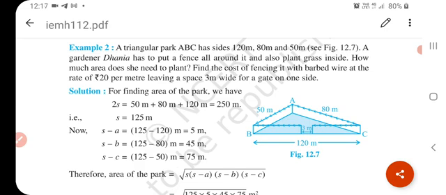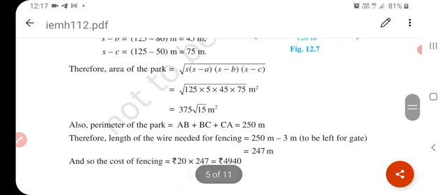Okay, therefore area of the park is root of S into S minus A, S minus B and S minus C, and put the values. When we put the values, we get root of 125 into 5 into 45 into 75 meter square, and our answer is 375 root 15 meter square. Now also the perimeter of the park we know is 250 meter, and therefore the length of wire needed for fencing.